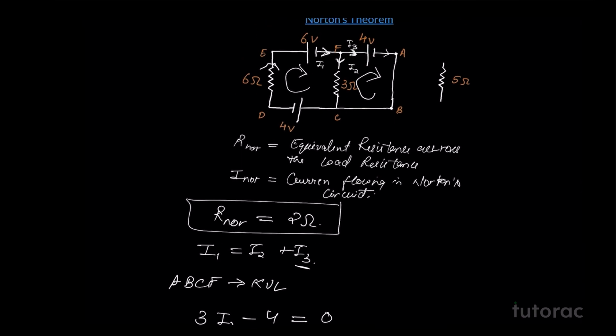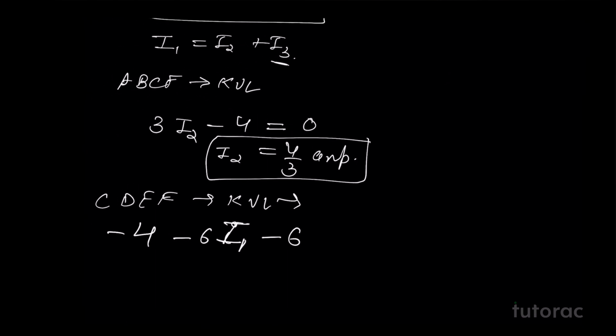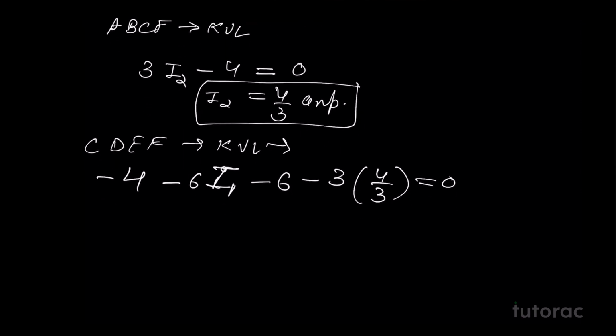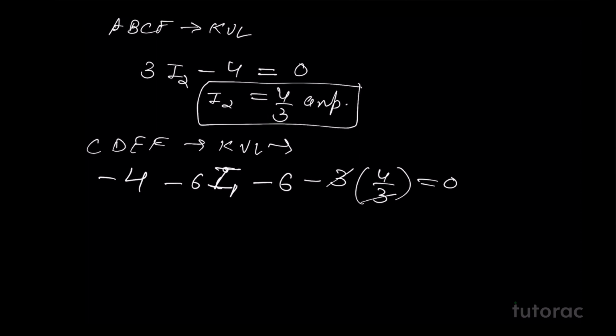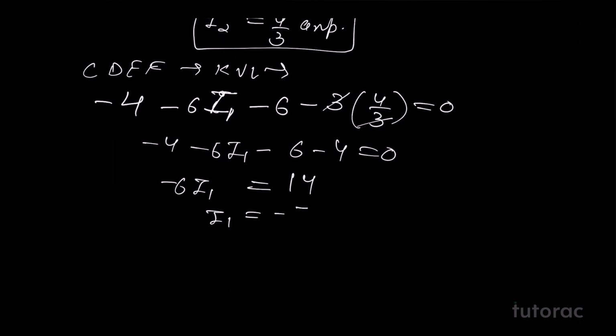Then moving in the direction of I2, we will get the loss again, that is 3 ohm multiplied by I2, and that too is loss, so minus 3 ohm multiplied by this I2, so I'll write directly 4 by 3, and equals to 0. From here we'll get the value of I1. Let's try to solve it out. What we'll get is 4 minus 6 I1 minus 6 minus 4. So we'll get minus 6 I1 equals 14, and I1 will be minus 7 by 3.